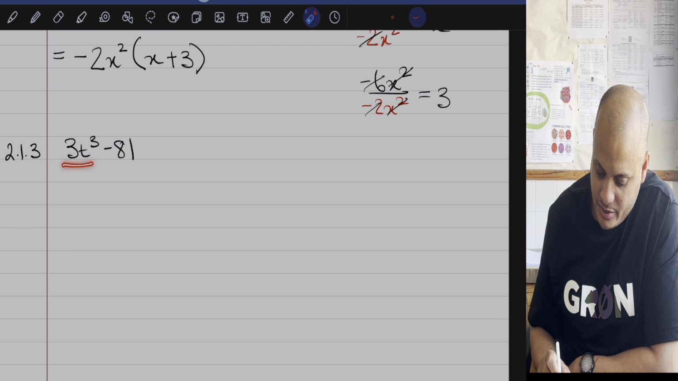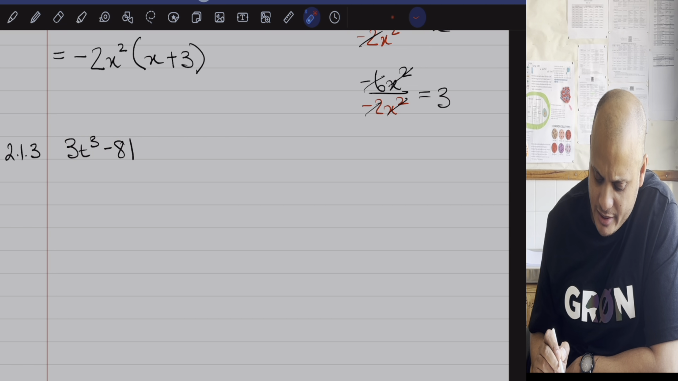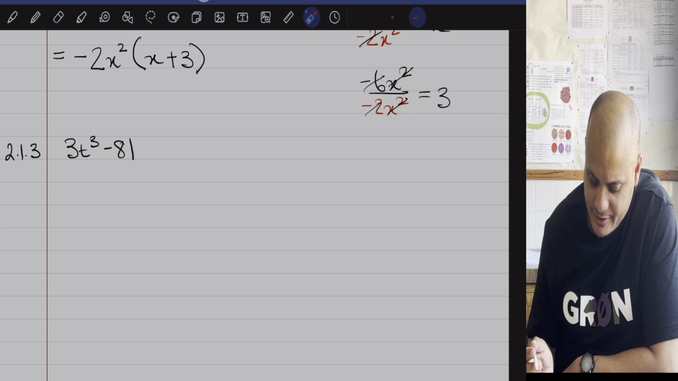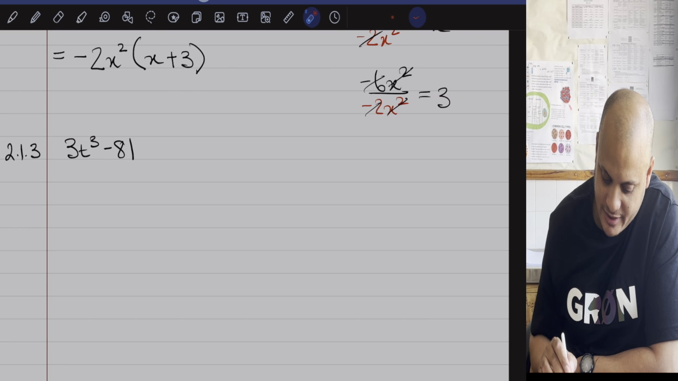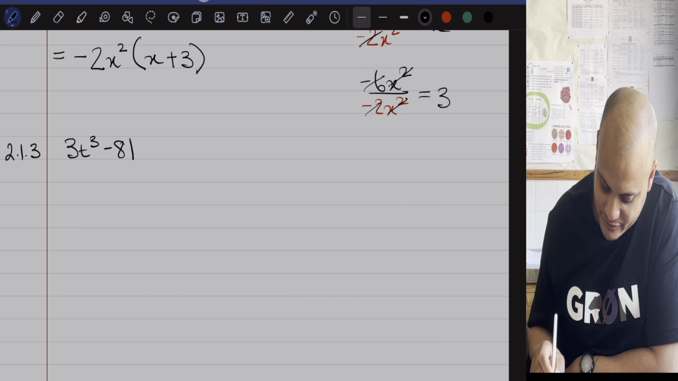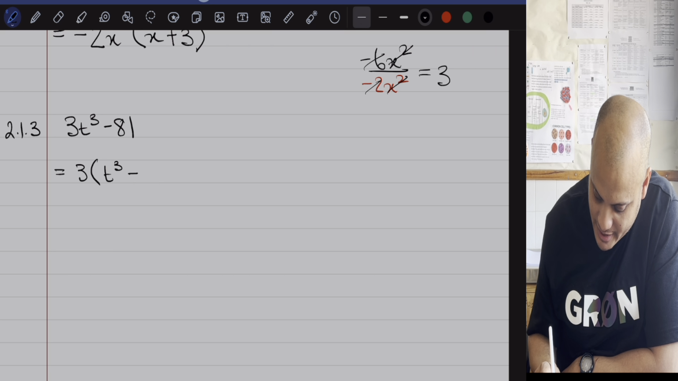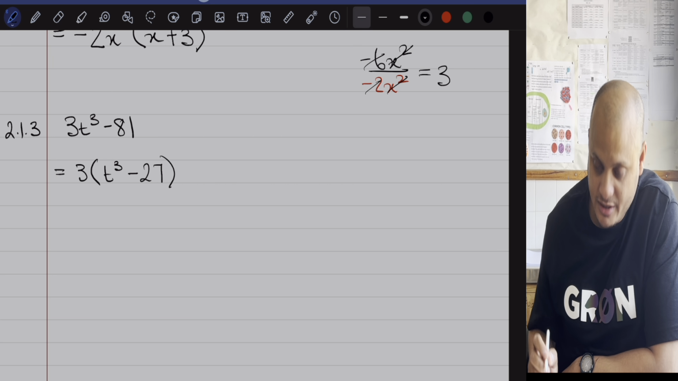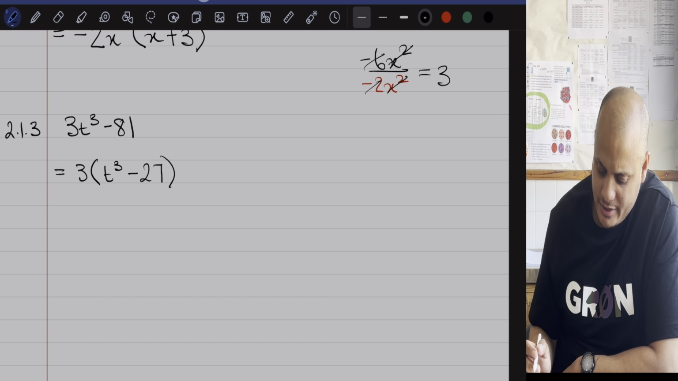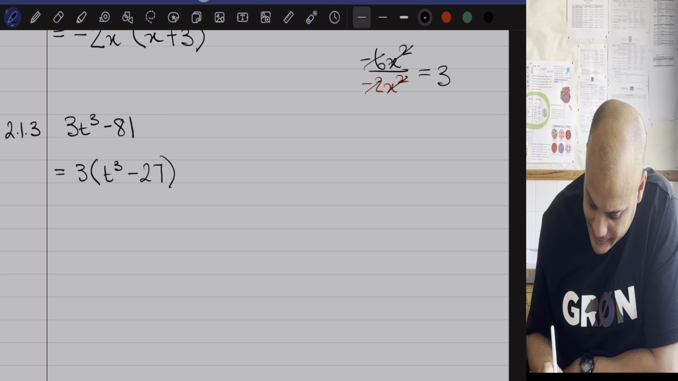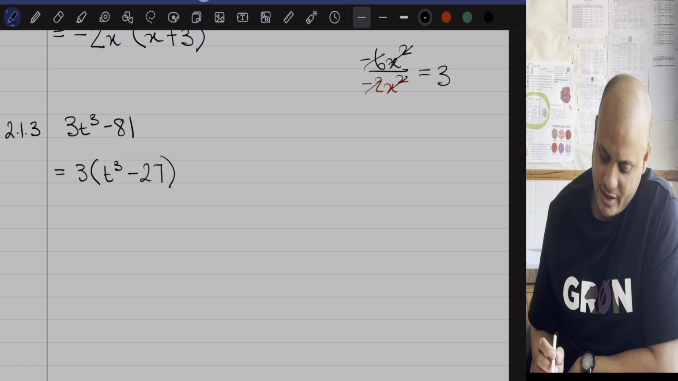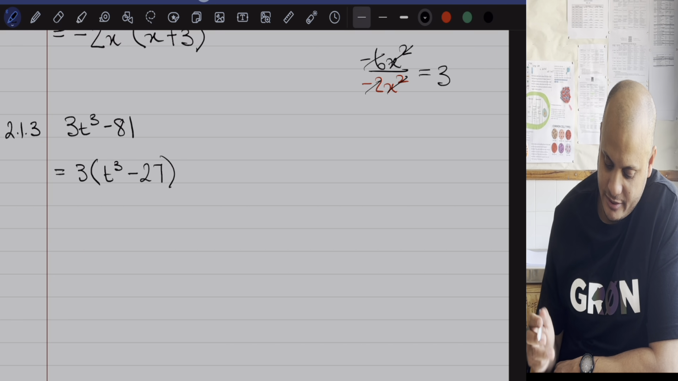If I look at 3t to the power of 3 minus 81, I've got two terms. And the first question is, can I take out a highest common factor? And the answer is yes. If I take out the number 3, which is the highest number I can take out of both terms, I would be left with t to the power of 3 minus 27. And if you're not certain, just use your calculator. So that's t to the power of 3 minus 27. That is what's left in the bracket after I have taken out the highest common factor.